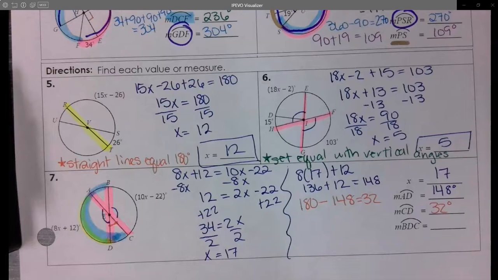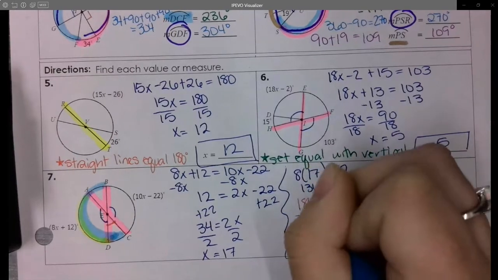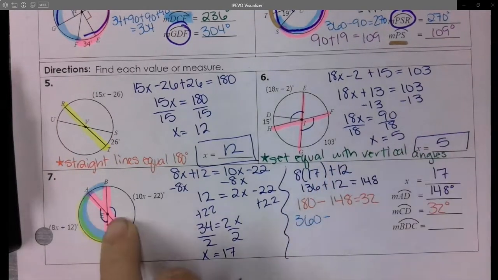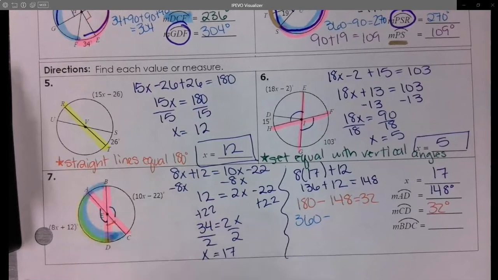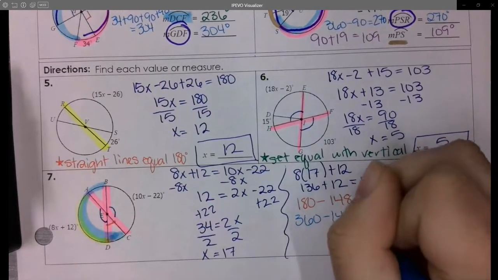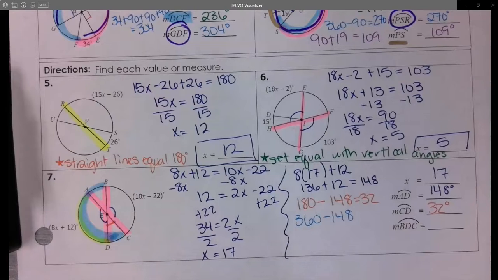Okay. I can do 360 minus 148, and 148 is, since these two angles were congruent, also the arc length of BC. I could have also done on this problem 180 plus the 32. So 360 minus the 148 gets me 212.